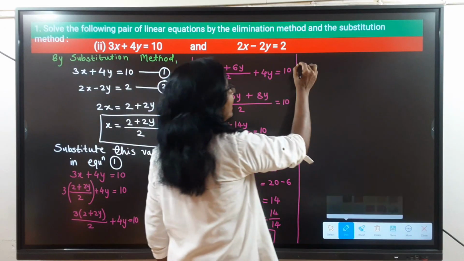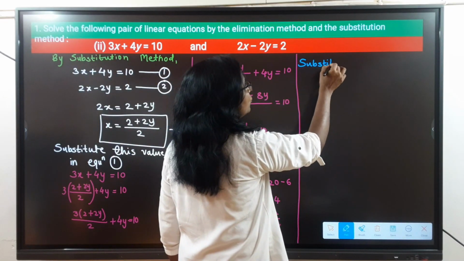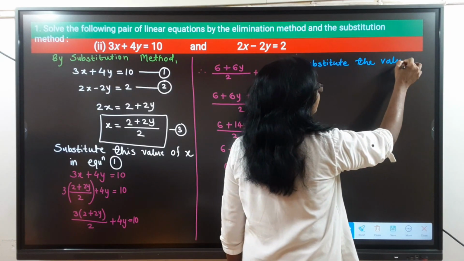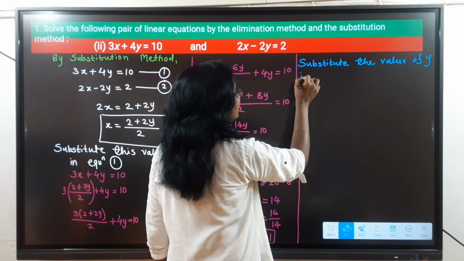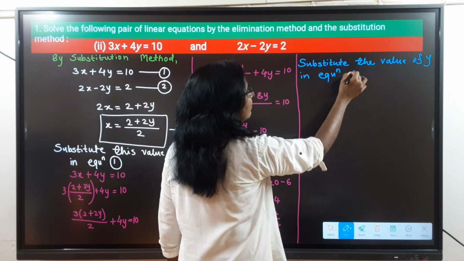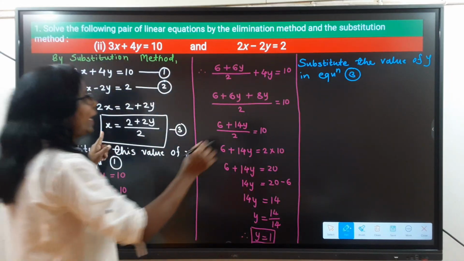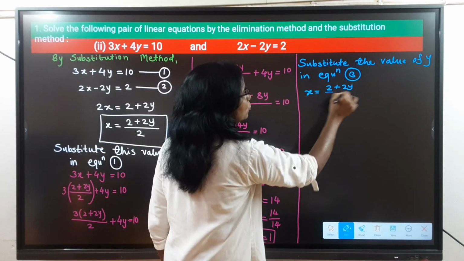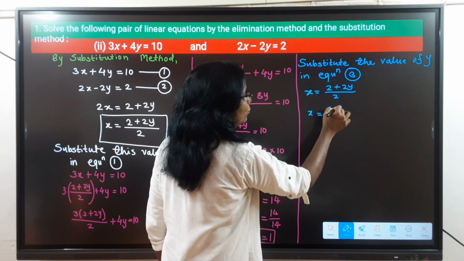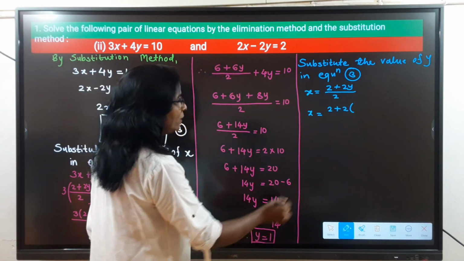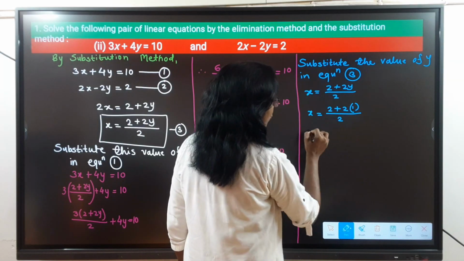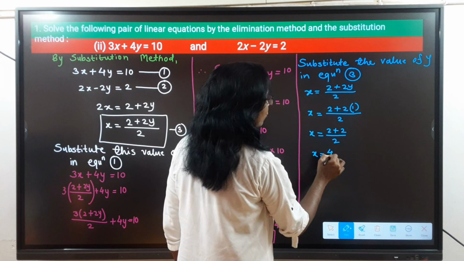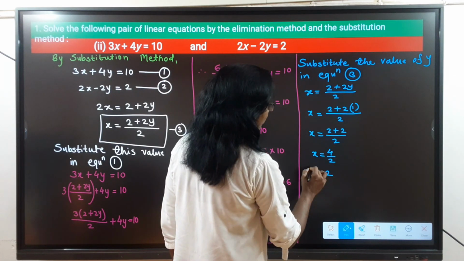The next step is that students, substitute this value of y in equation 3. So what is the third equation? x is equal to (2 plus 2y) upon 2. So here x is equal to (2 plus 2 multiply 1) upon 2. So here x is equal to (2 plus 2) upon 2. That means x is equal to 4 upon 2. So x is equal to 2.